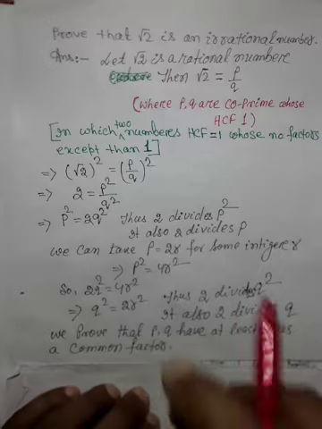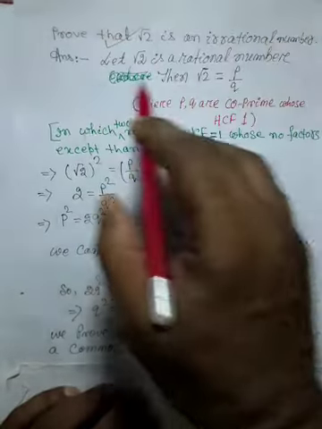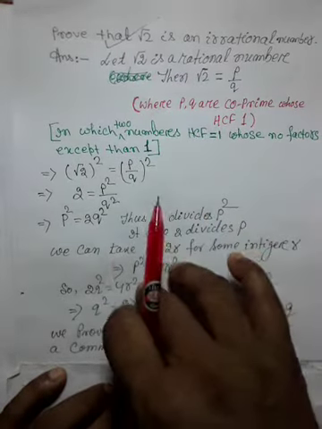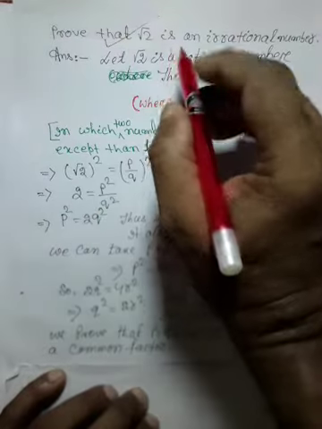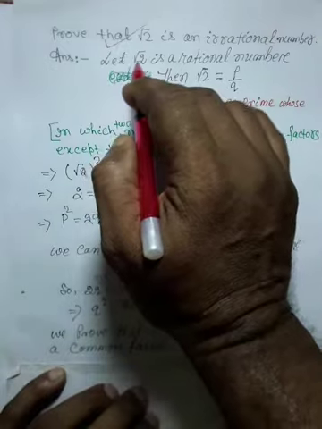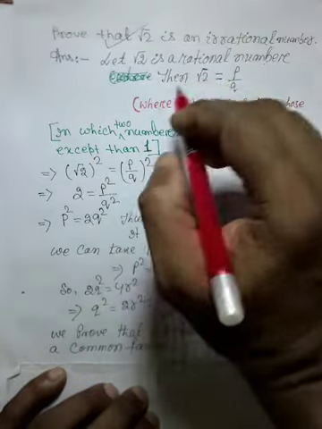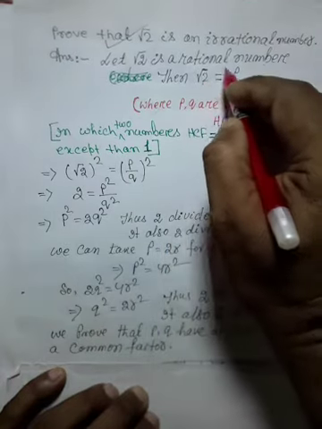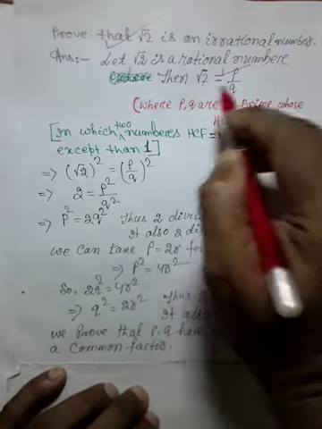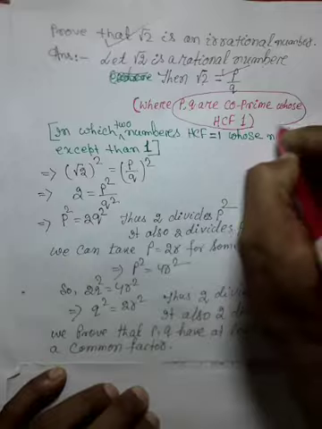Now, prove that root 2 is an irrational number. It is a very important question. Follow these rules or steps and try to practice. So let root 2 be a rational number, which means we assume that root 2 is a rational number. If it is rational, then according to the definition, root 2 is equal to p by q, where p and q are co-prime, whose HCF is equal to 1.